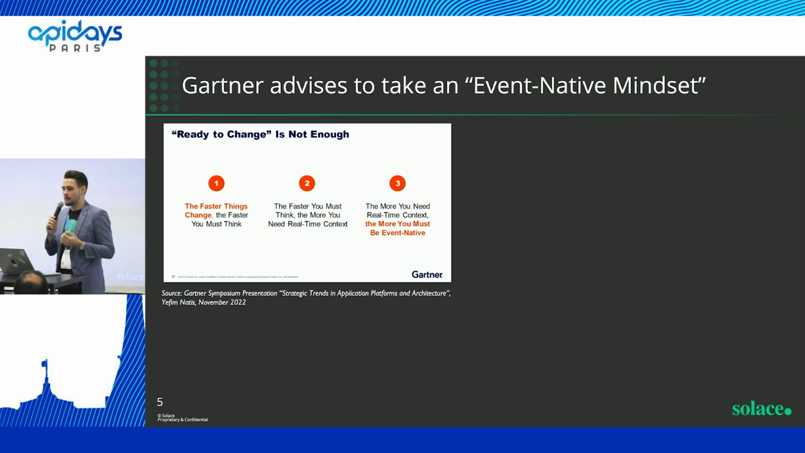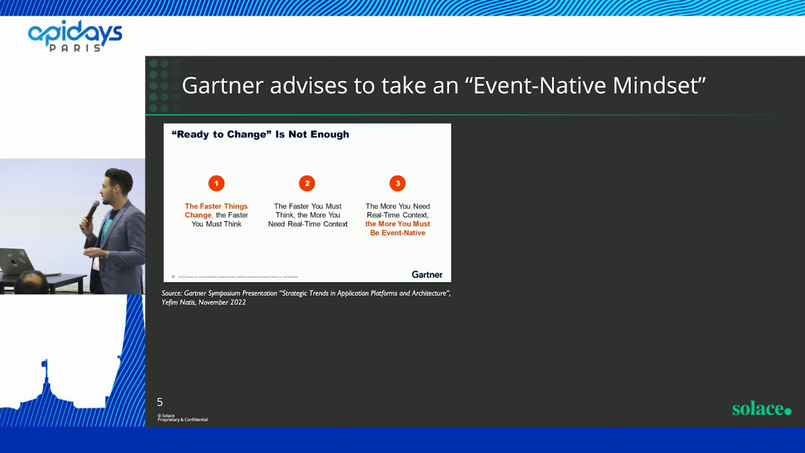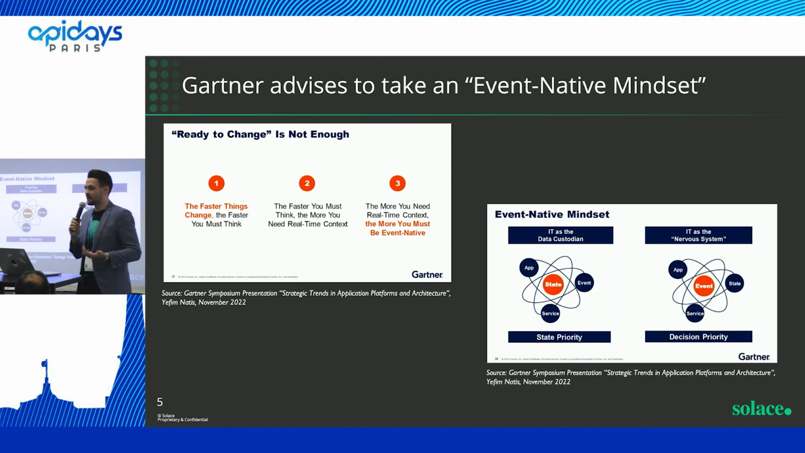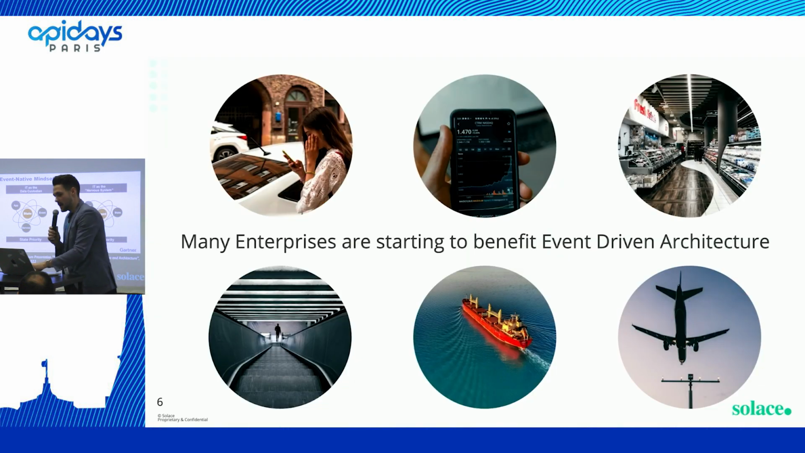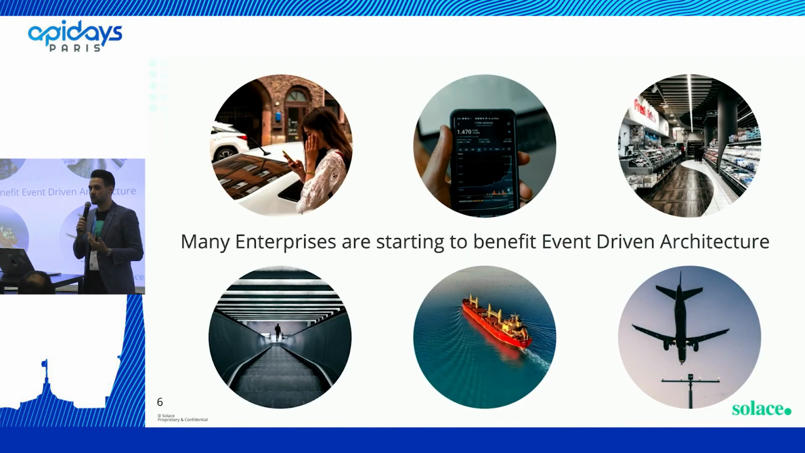And what Gartner says is, the faster things change, the faster you must think as a company. The faster you must think, the more you need real-time context. And the more you need real-time context, you must think event native. And what is this event native mindset? I think we all know the slide on the left-hand side: the state of everything is in the middle of our IT. And what we see right now is that it's changing towards the event being the center of the IT. An event change will trigger changes in many applications around the whole application environment and business. And Gartner says this is important to be able to not just react to change, but be ahead of change, right, and be successful in the future.